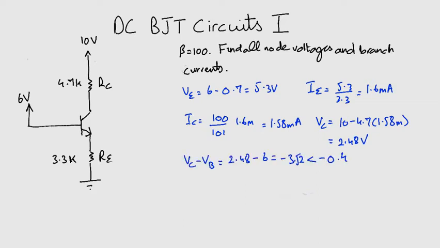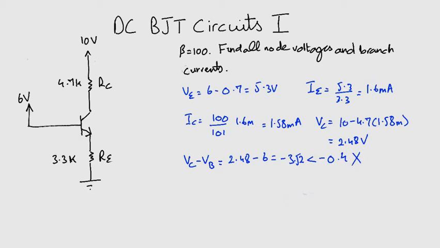VC minus VB, 2.48 minus 6 equals minus 3.52 volts, which is less than minus 0.4 volts. So, our assumption that the transistor is operating in the active mode is incorrect. So we move on to the next step and assume that the transistor is in saturation mode. Now, which of these equations should we keep? The first one, VE equals 6 minus 0.7 equals 5.3 volts, is not affected by this. So that one is going to stay. Similarly, IE is also going to have a value 1.6 milliampere in saturation.